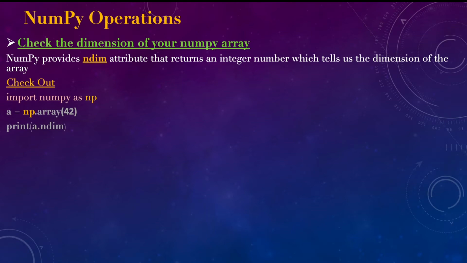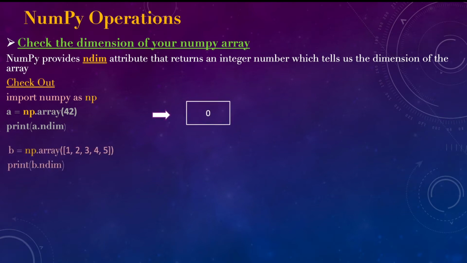First of all, let's import numpy as np and then create a 0D array by calling the function np.array and passing a value. Here it's 42, for example, and then print the dimension of that array by calling a.ndim, that is the attribute which numpy provides to check the dimension. And you're going to simply get 0 because it's a 0D array.